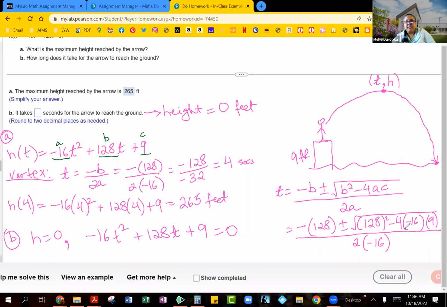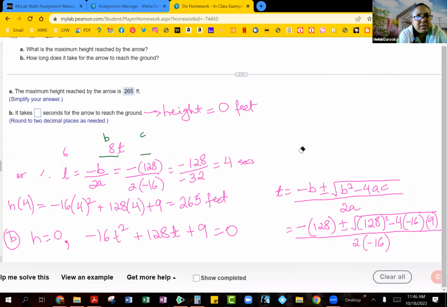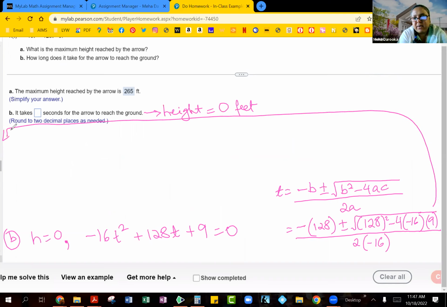So let's see how we can clean this guy up. I am going to go ahead and erase some of this other stuff here. Okay, so clean up what you can, and then, of course, we will need to simplify this. So just taking it from here, kind of bringing it back over here. So we've got negative 128 on the outside, plus or minus.